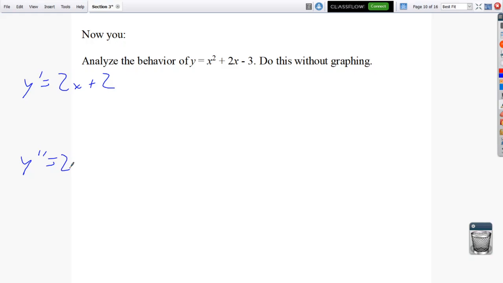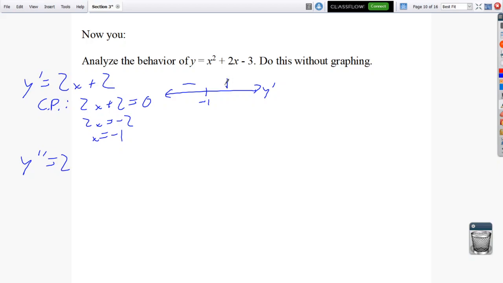Now looking at this, I know for my critical points, I'm going to go back to my first derivative. I'm going to set my first derivative equal to 0. When I set that equal to 0, I'm going to get 2x equals -2. I'm going to get x equals -1. So my only critical point is -1. I go over here and I draw my y prime chart. I have my critical point, put that on the chart, and now I'm looking to the left of -1. If I plug in -2, 2 times -2, -4 plus 2 gives me a negative. Right of -1, 0. 0 plus 2 gives me positive.